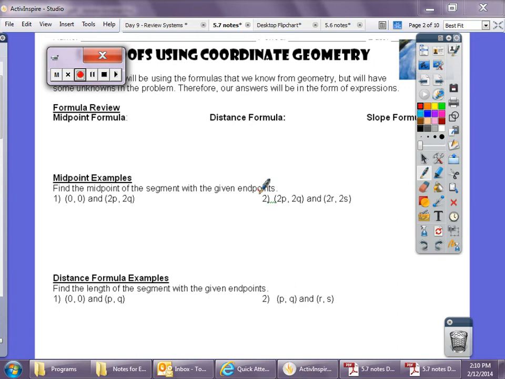Alright, notes 5.7, using proofs using coordinate geometry. In this section, we'll be using the formulas that we know from geometry, but we will have some unknowns in the problem. Therefore, our answers will be in the form of expressions.